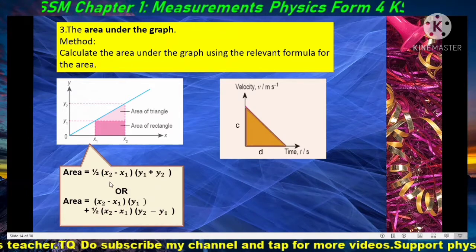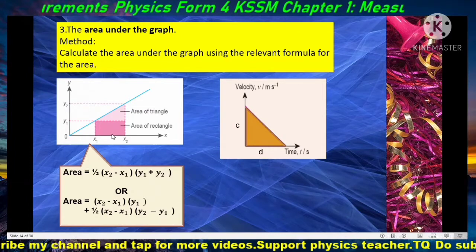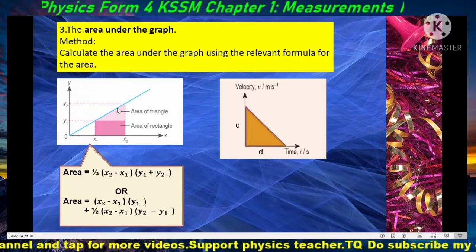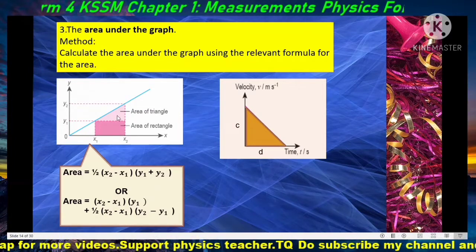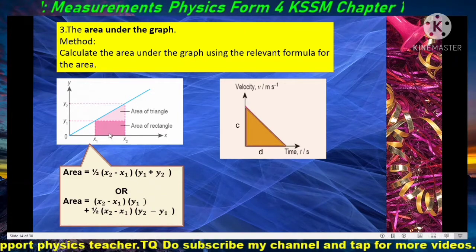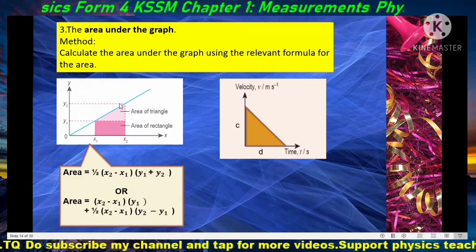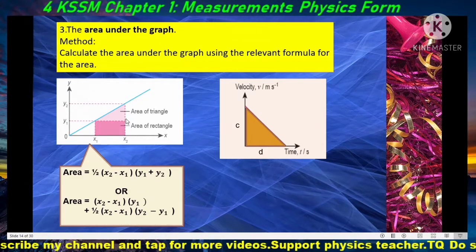Or if you don't know the formula of trapezium, you can divide it into two sections, a rectangle and a triangle. So you calculate the areas separately, and at the end you just total up. Area of the triangle plus area of the rectangle, and you will get the area of the shaded region.